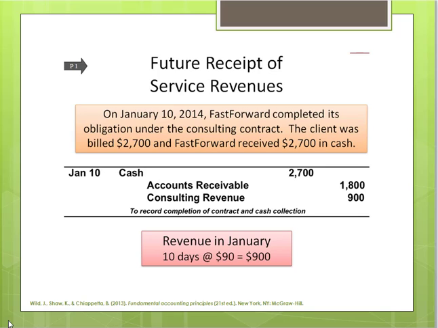We would debit cash for the full $2,700. We would credit accounts receivable for $1,800. That basically removes that accounts receivable from the books. And the remaining $900 would be credited to consulting revenue to record the revenue for the 10 days of services that we provided in January.